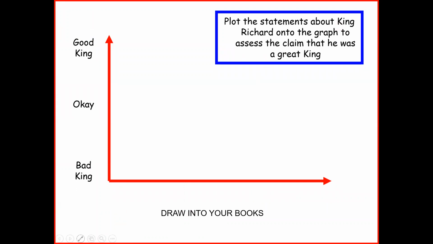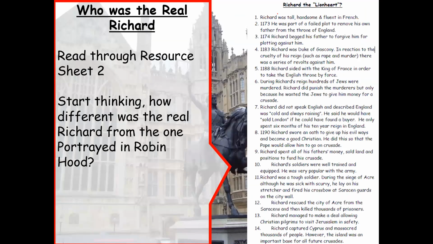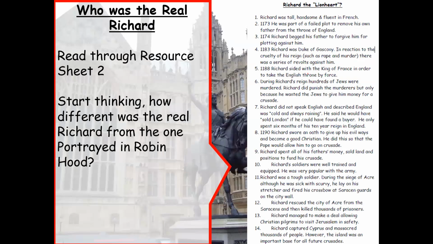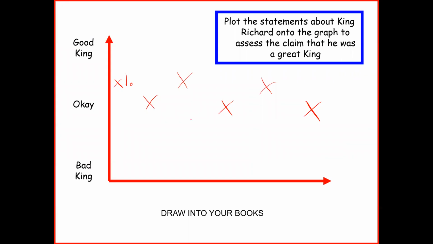And then what you're going to want to do is plot various points on the chart, on the graph, all right? So if we go to, for instance, number 1, he was tall, handsome, and fluent in French. So if you think that makes him an okay king, here we go, 1 there. So if you think he was part of a failed plot to remove his own father, if you think that makes him a bad king, then we're going to put across number 2 here.